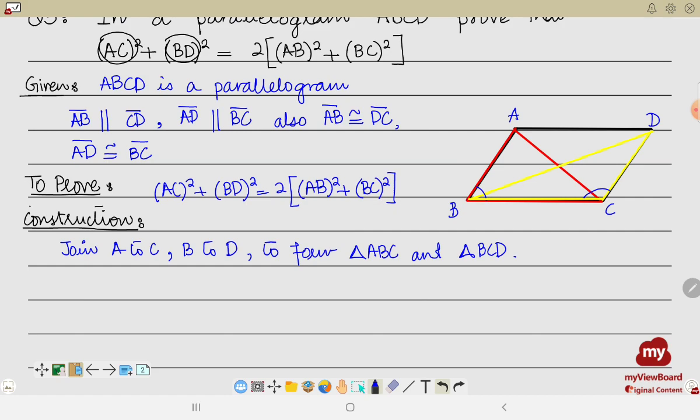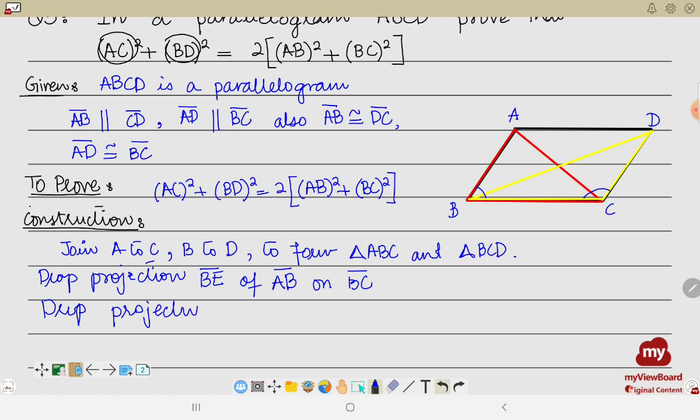I'll be writing it first. Drop projection BE of AB on which side? On BC side, right? And again we are supposed to drop another projection for another triangle. Drop projection, it will be CF, let's say, of which side? Of CD, and on which side? On BC produced, right? So we are supposed to drop two projections.